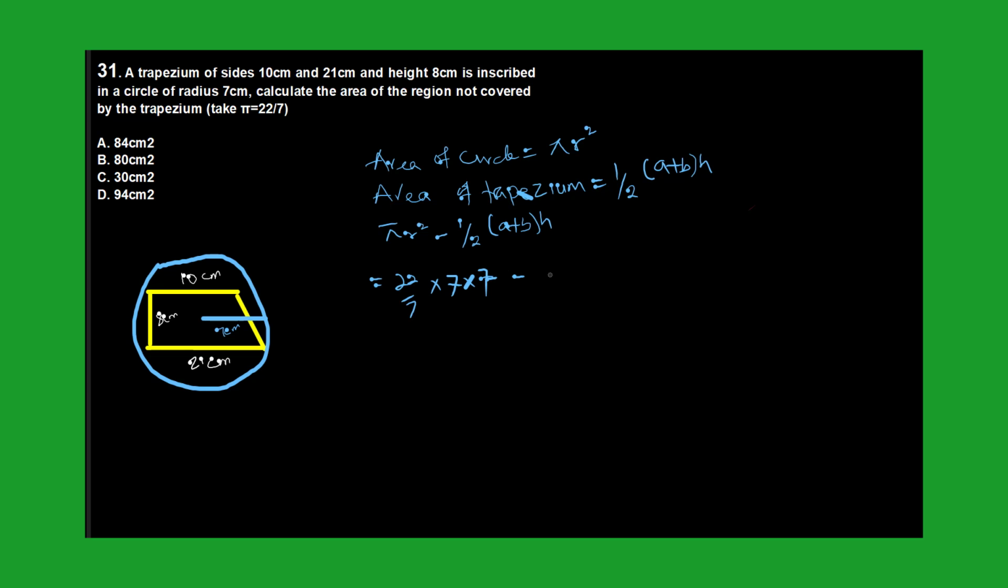Then minus 1/2 bracket open. The a is the 10 centimeter plus the 21. Then the height of trapezium is given as 8. Then let's multiply, 7 cancel 7. We're left with 22 by 7. Then 2 goes in 8 to 4 places. So this will be 10 plus 21, that is 31. Then 31 by 4.